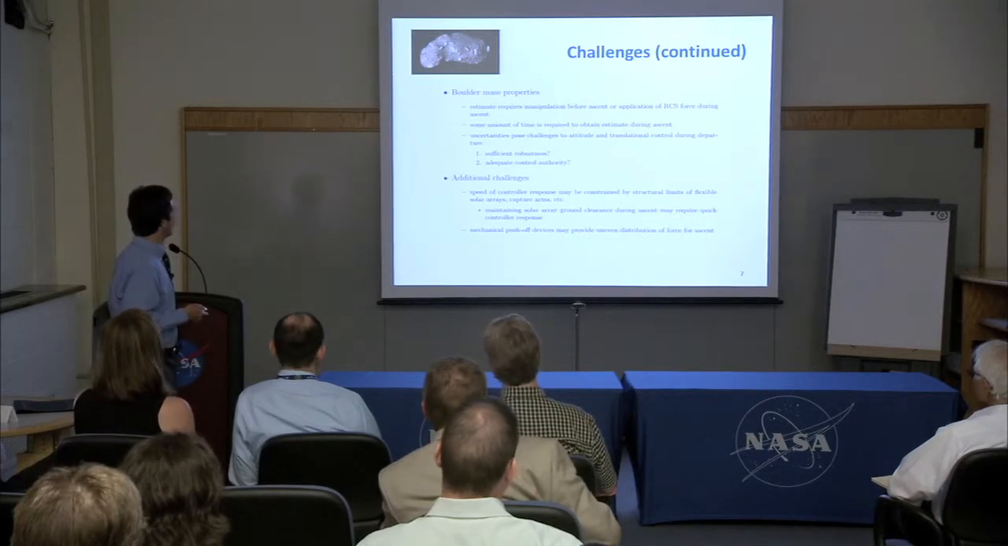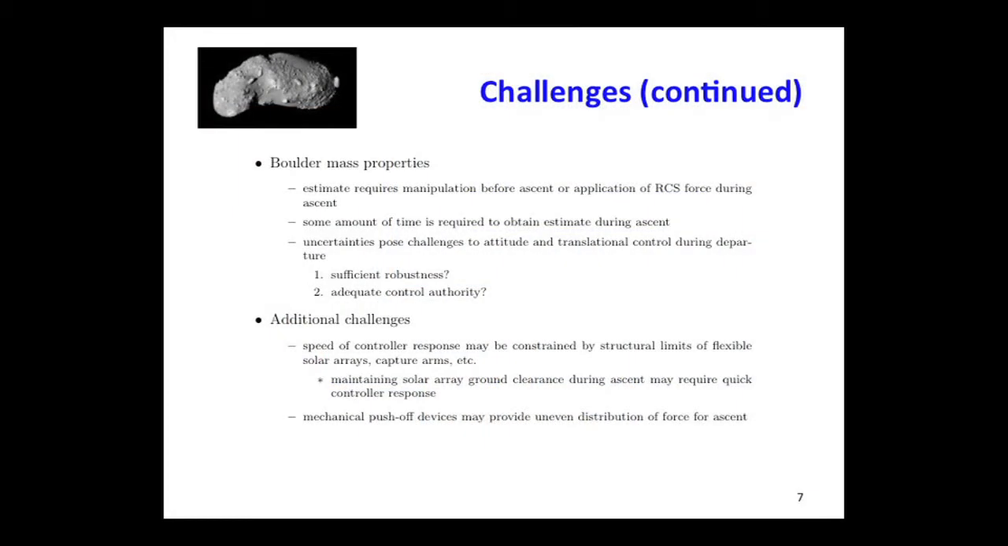The boulder mass properties, in order to know what those are, you have to actually move the thing around before you start your ascent, or if that's not possible, then you can start to estimate it while your RCS forces are being applied. But again, you're estimating the important physical parameters on the fly as you're ascending. And this will take a finite amount of time to be able to do. So these uncertainties in the boulder mass properties raise questions about robustness and control authority with your controller design.